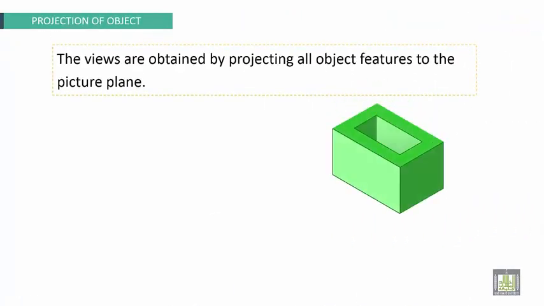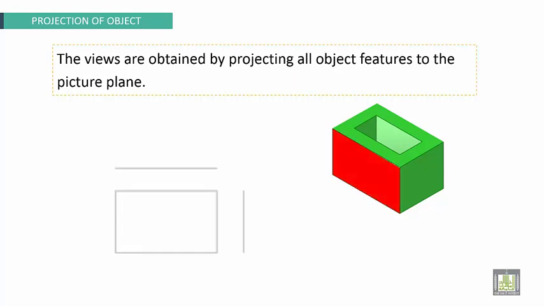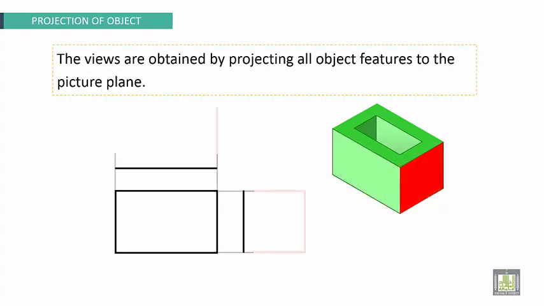Projection of an object. The views are obtained by projecting all object features to the picture plane. Here we can see the front view or the elevation. By orthogonal projection, also we can see the right side view. First, here, this line is the same here. And this line is the same here.